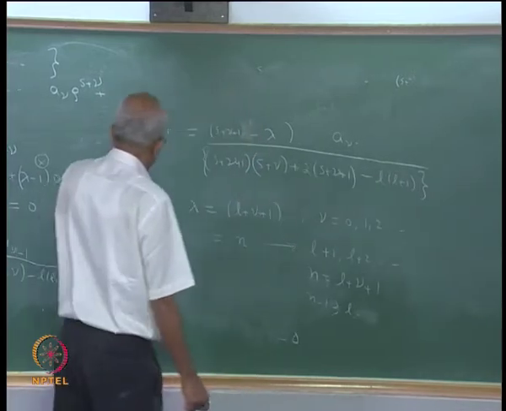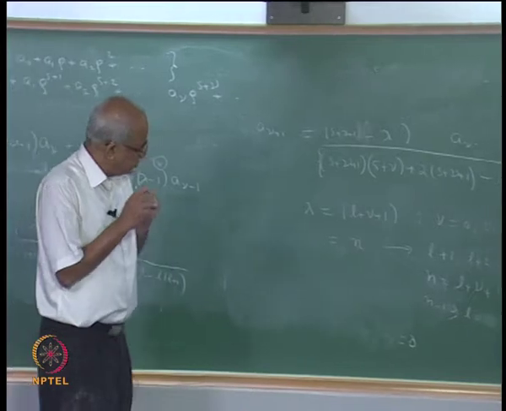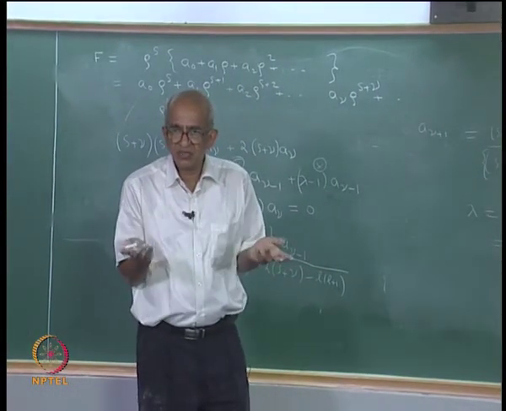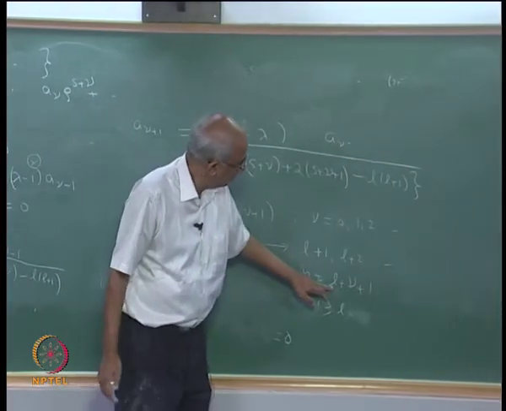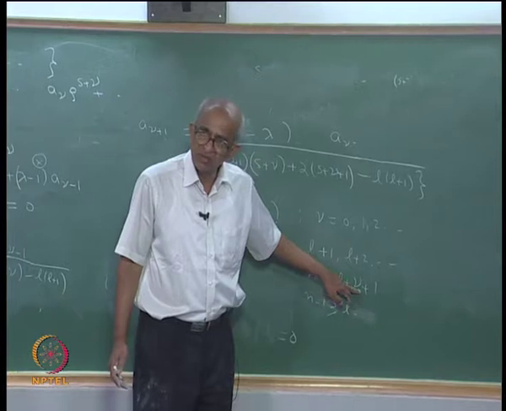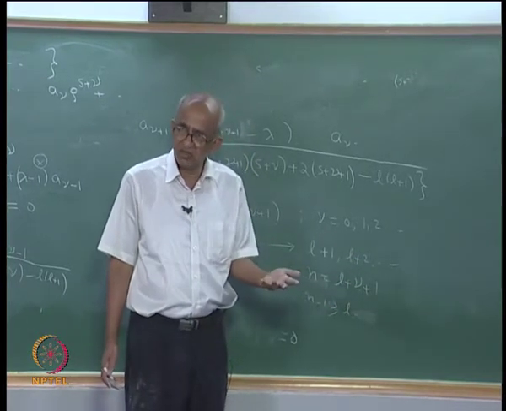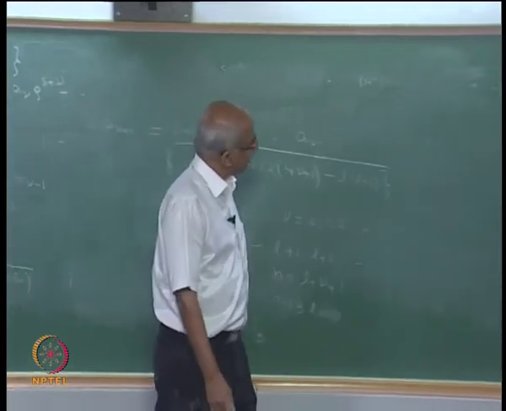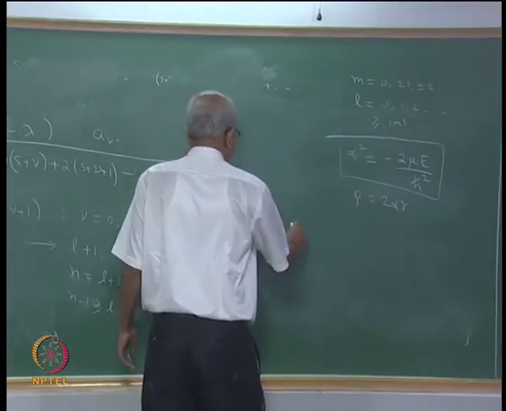But what have we found? We found that lambda must be equal to n. What is the minimum possible value of n? It is 1 obviously, because L may be 0, nu also may be 0, but then you have a 1 here. So, the minimum possible value is 1, the next possible value is 2, the next is 3, and so on. And further we found that lambda is equal to n.